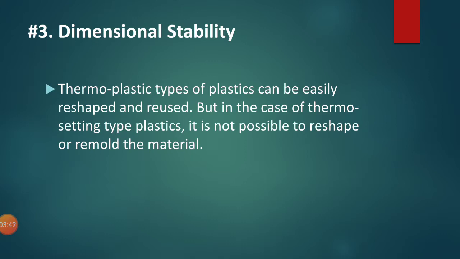Number three, dimensional stability. Thermoplastics types of plastics can be easily reshaped and reused, as we all should know. But in the case of thermosetting type plastics, it is not possible to reshape or remold the material, as we can see in maybe resins and so forth, whereas thermoplastic can be reheated and reshaped over and over. This is a very important property as it applies heavily on construction and will be seen a lot.